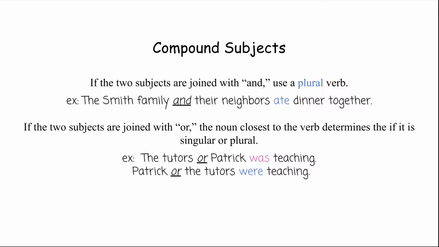And another thing with subject-verb is when you have a compound subject. So if the two subjects are joined by and, you're always going to use a plural verb. So for example, we have Patrick and his cats ate dinner together. Because we have that and joining my subjects, plural verb. However, it gets a little tricky when you have or. So if two subjects are joined with or, then the noun closest to the verb determines if the verb is singular or plural.